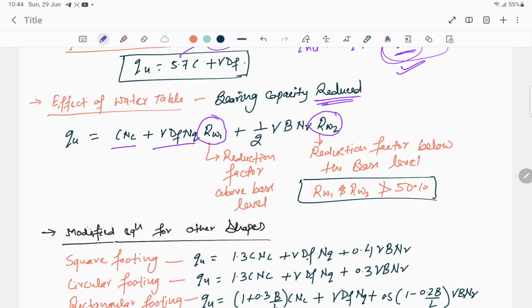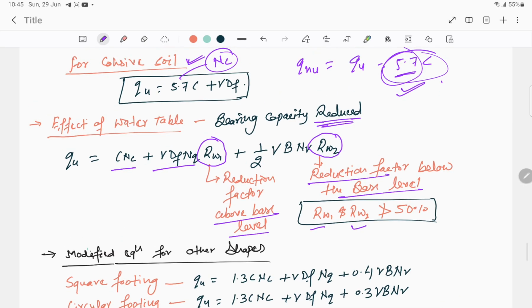So Rw1 is the reduction factor when water table is above base level, and Rw2 is the reduction factor when water table is below base level. Okay, so Rw1 and Rw2 should not be greater than 50%. Its value should not cross 50%. There is also a formula to calculate Rw1 and Rw2, which I have not considered in this lecture because if I describe all these things, the lecture becomes too lengthy, and this is meant to be a revision lecture.